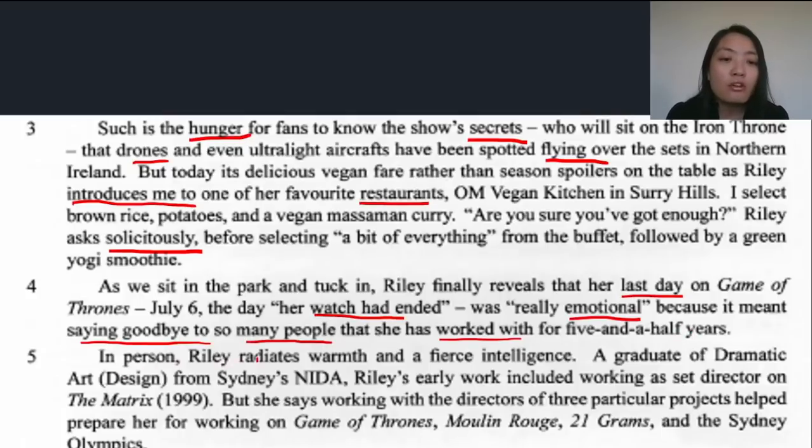Then in person, Riley radiates warmth and a fierce intelligence. A graduate of dramatic art design from Sydney NIDA, Riley's early work included working as a set director on The Matrix. Okay, so you may find that some of the ideas here are repetitive of what was in the previous text.